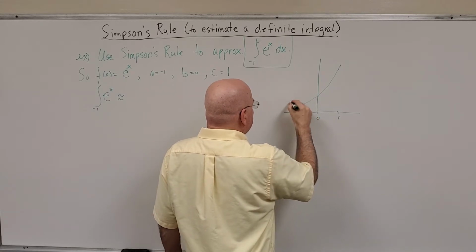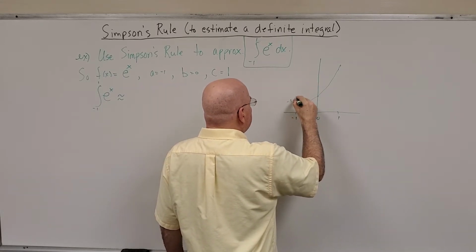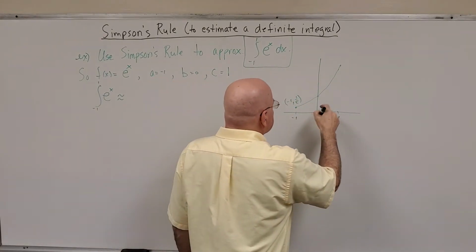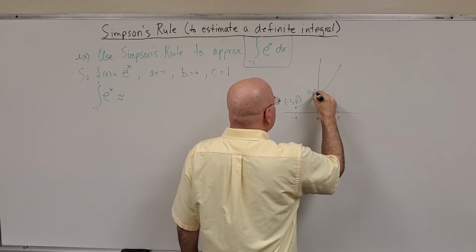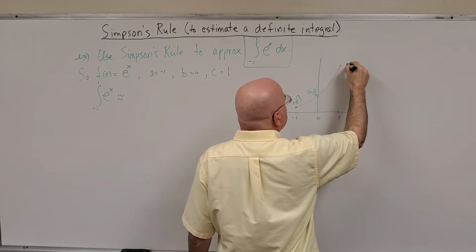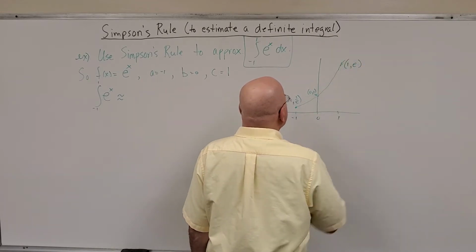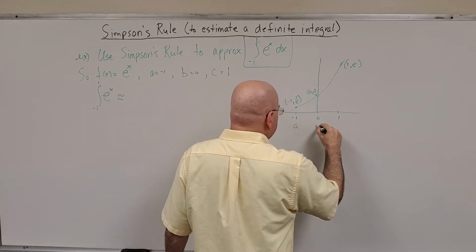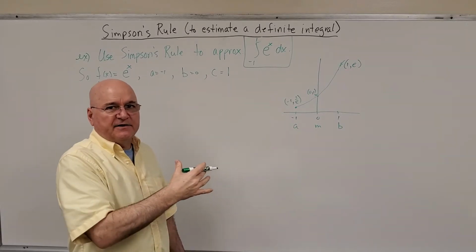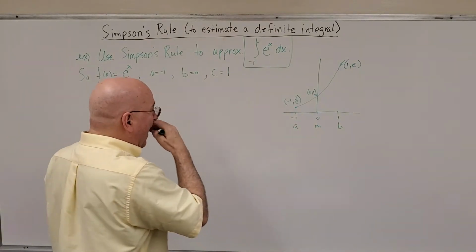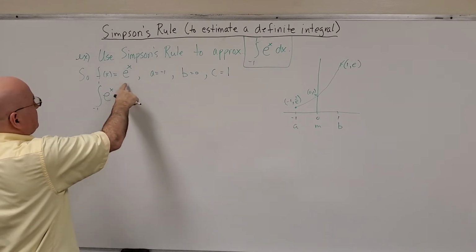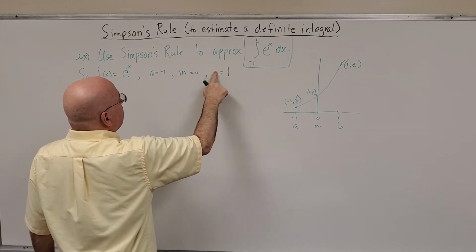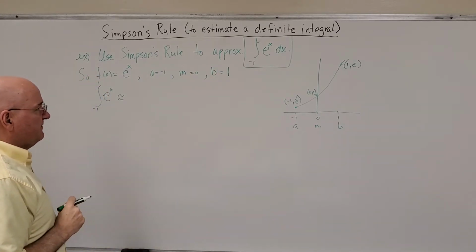This would be the point -1, e to the -1, which is 1 over e, so roughly 1/3. This would be 0, 1. And this one would be 1, comma, e. So this is our A, M, and B. We'll generalize it later so it doesn't have to be symmetric about 0. Okay, so here's our function, here's our A, M, and B. I'll be consistent with the previous talk.